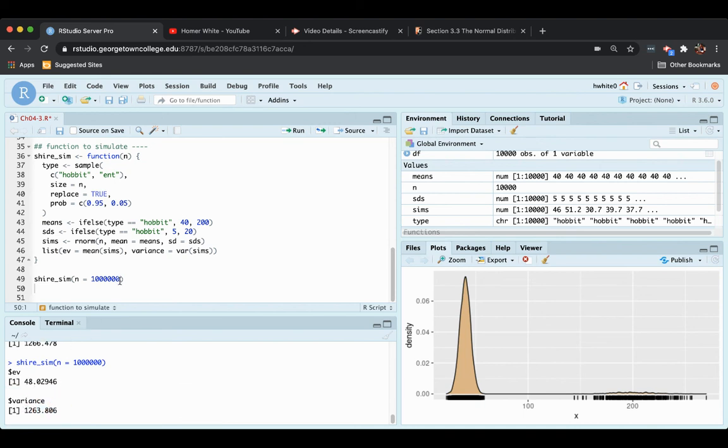Let me try that one again. Let's try 1,000,000 times again. And I got really super close this time. And again, really close to the variance. So that's how you would do simulations with a mixed random variable.